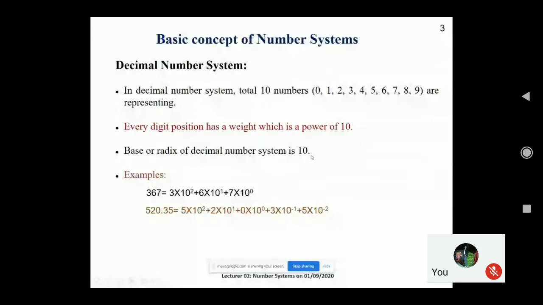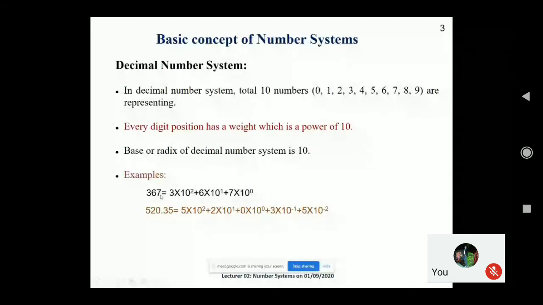See here how we can represent 367. Here 3 numbers are there. So we start with 10 to the power 0 into 7, because the rightmost digit is 7. Leftmost side and rightmost side are called the MSB and LSB; that particular portion we will discuss later. So 10 to the power 0 into 7, plus 10 to the power 1 into 6, plus 10 square into 3. So the total is 367.